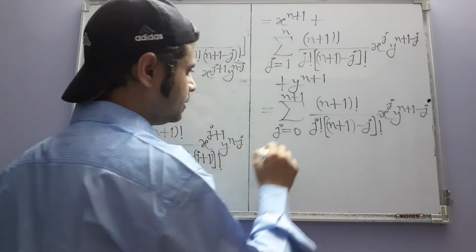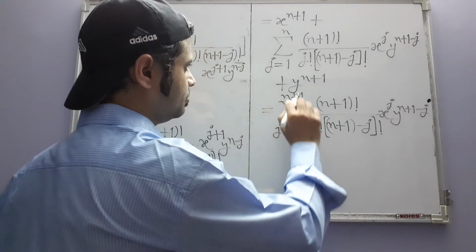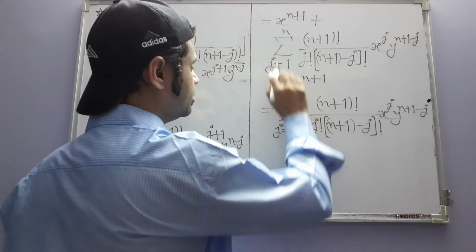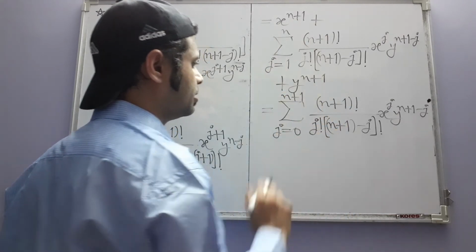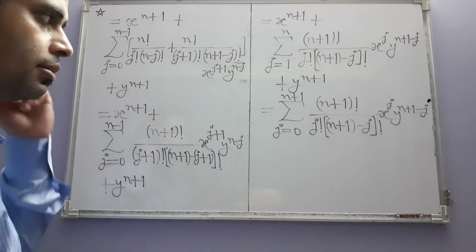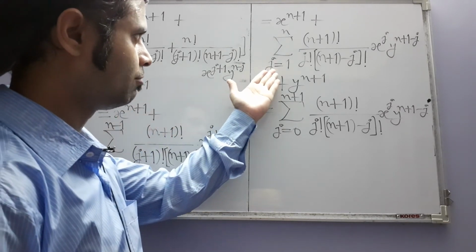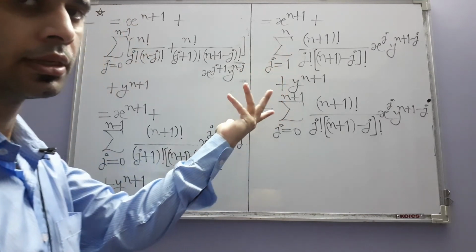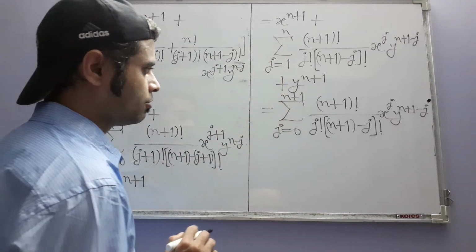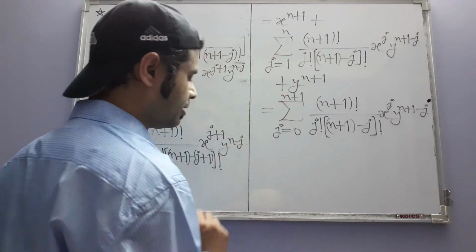So writing different limits actually includes these terms inside the series, and besides 0 and n plus 1, the other values of j are of course the intermediate values. So now you see what we have finally got.